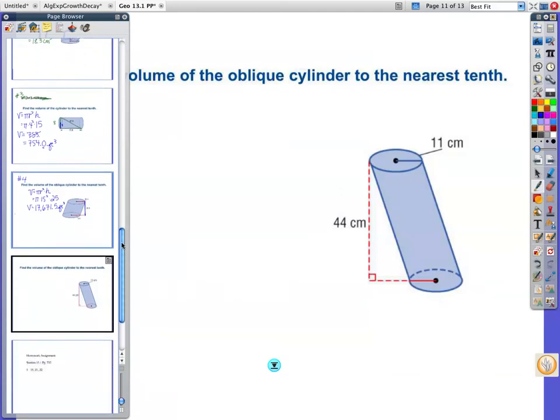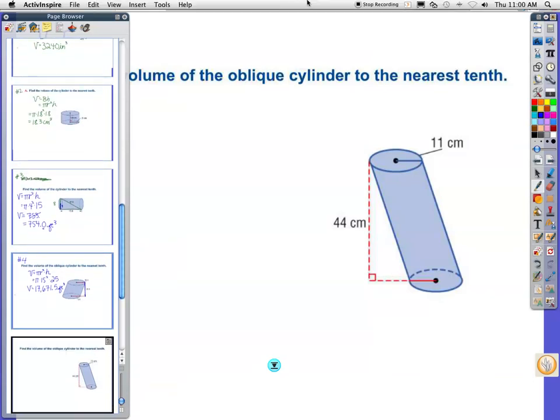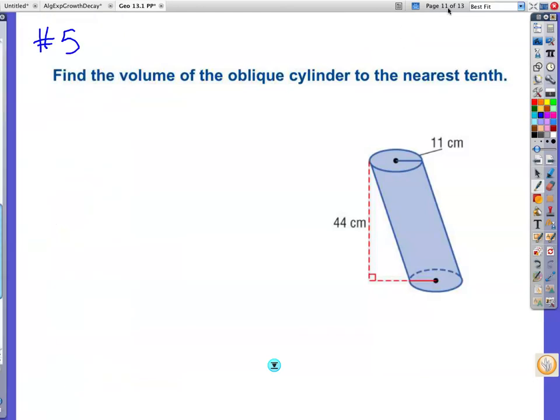I'm going to sneak a little peek. Yeah, I don't want to put an assignment up there. But you are done. This is it. This is it for lesson 13.1. Uh-oh, there we go.